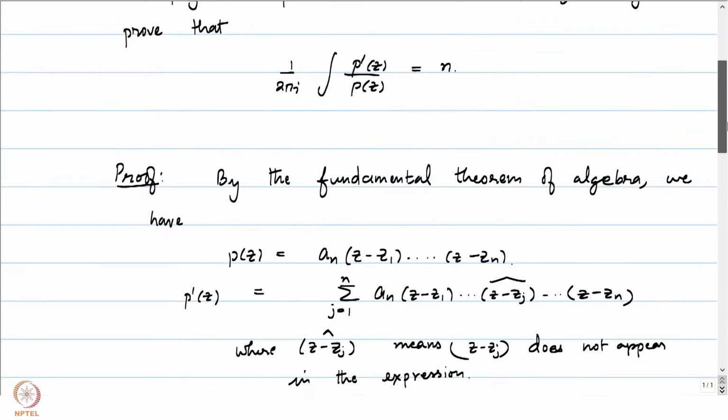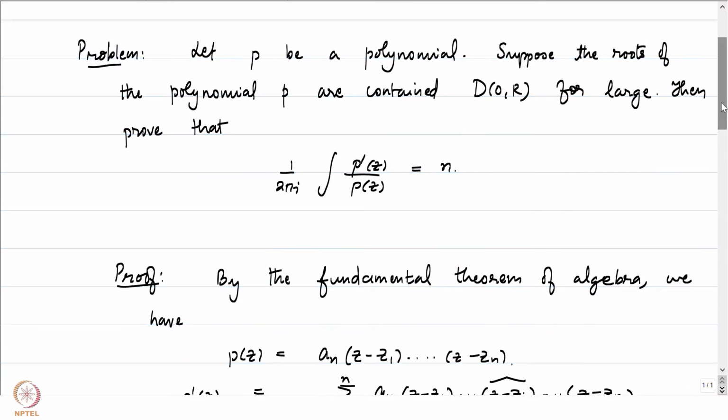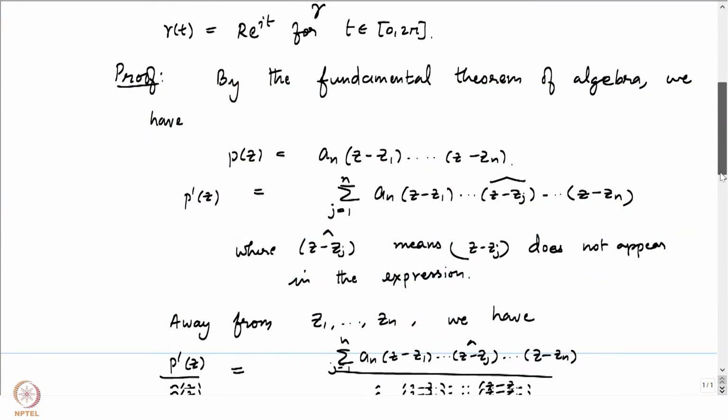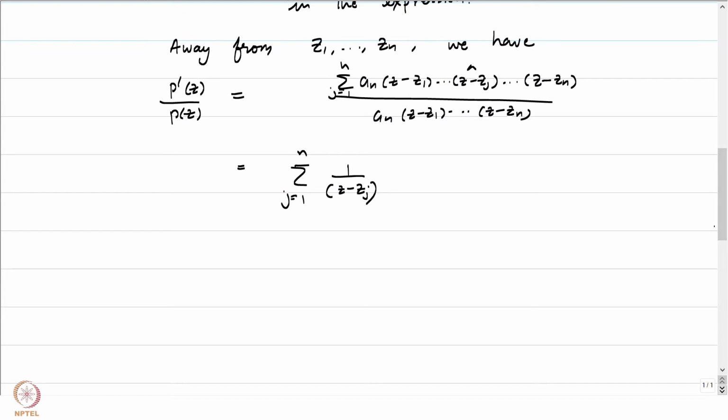Now, I think I have not been very clear with the statement. The statement is that the integral over gamma is equal to n, where gamma of t is equal to R e to the power it for t in 0 to 2 pi. So the integral is being taken over the circle of radius capital R around 0. Let's get back to now solving the problem. The problem was incomplete till now. Now we know what we need to establish.